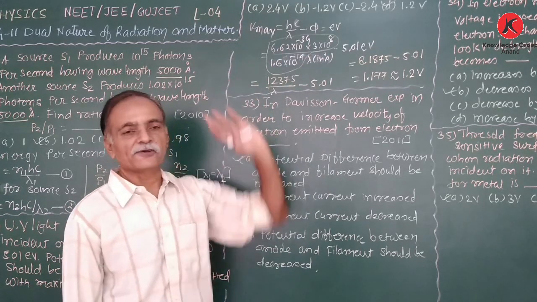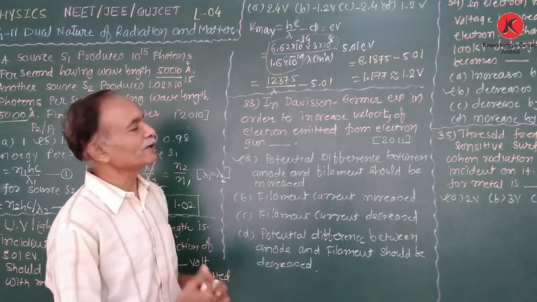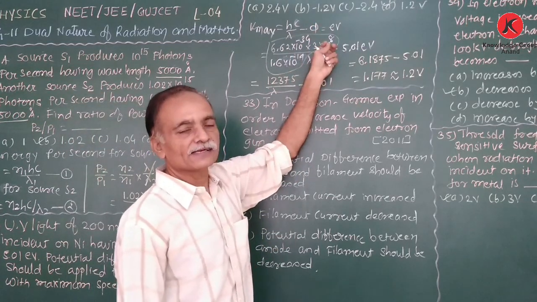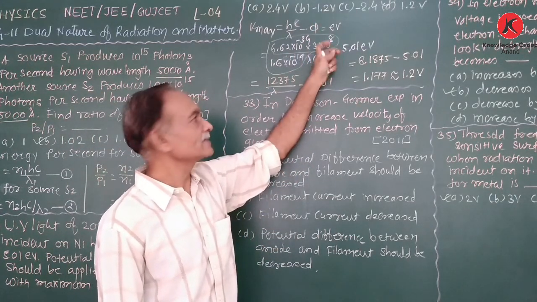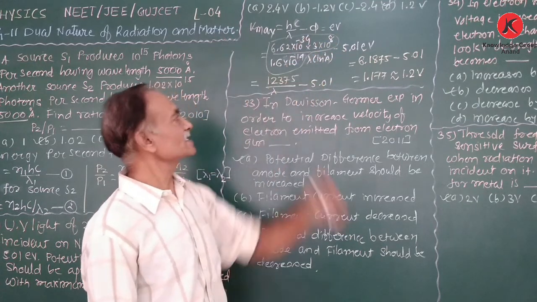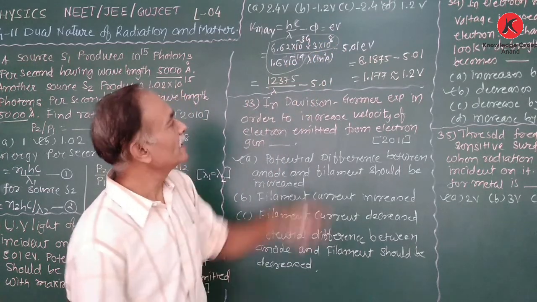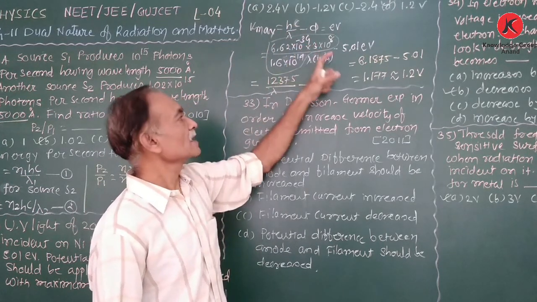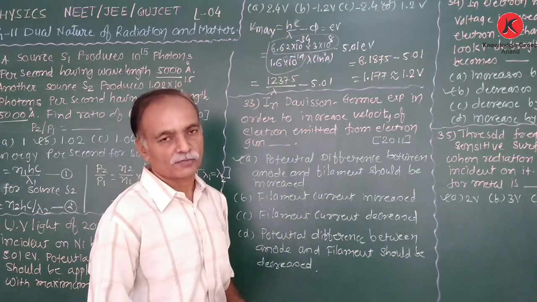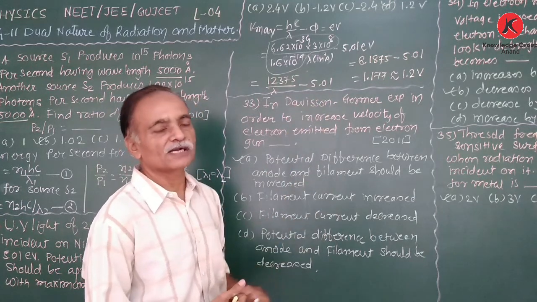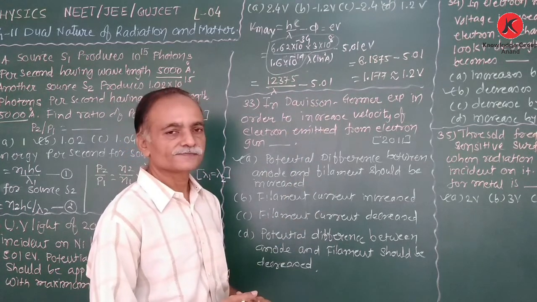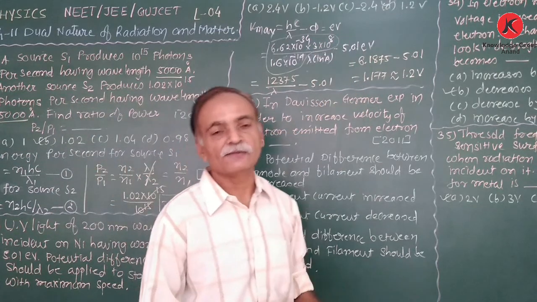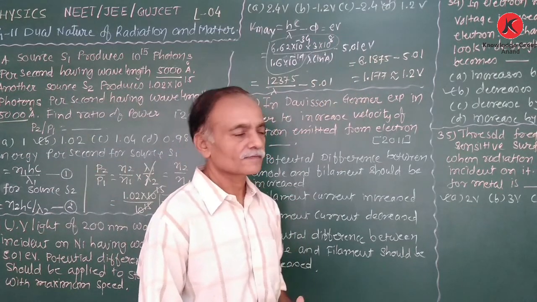Here we substitute the value of h, 6.62 into 10⁻³⁴, velocity of light 3 into 10⁸, upon 1.6 into 10⁻¹⁹ to convert the hc into electron volt, divided by lambda in angstrom, minus 5.01 electron volt. Therefore, as we simplify, we obtain the answer is 1.2 volt.